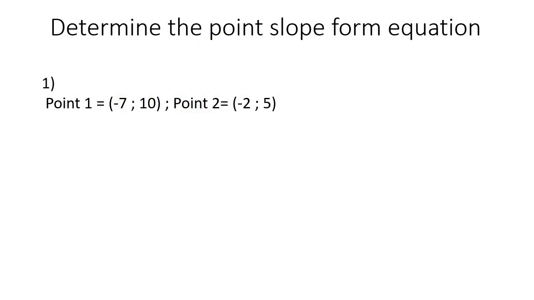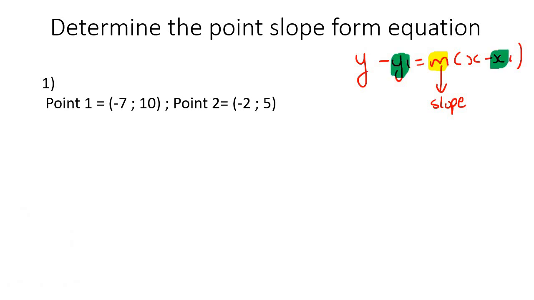So here's our first example. It says determine the point-slope form. So I'm quickly going to write that down. Now what we've seen previously is that this part here is the slope, and then this part here is a random point. So they've given us 2 points, so we need to work out the slope.